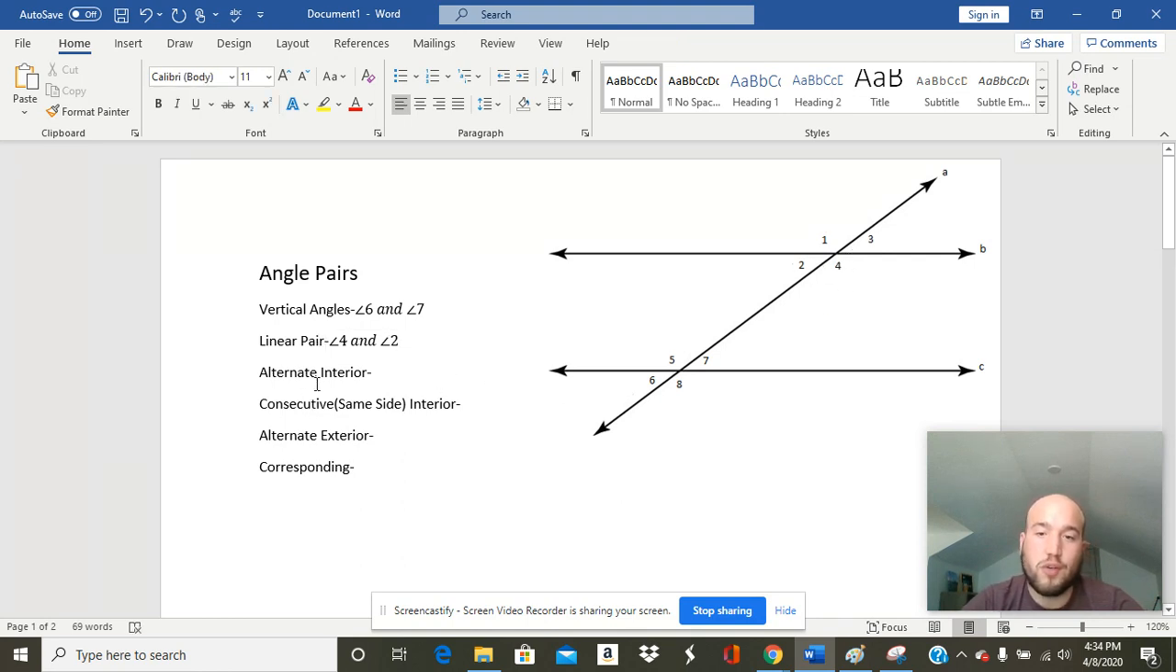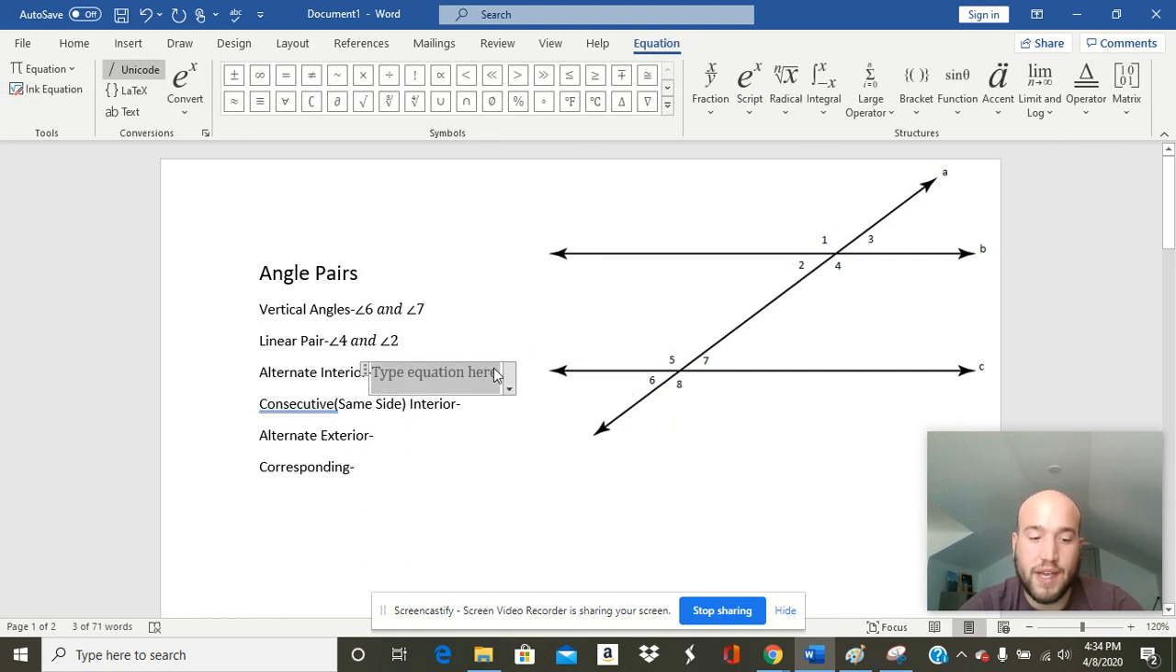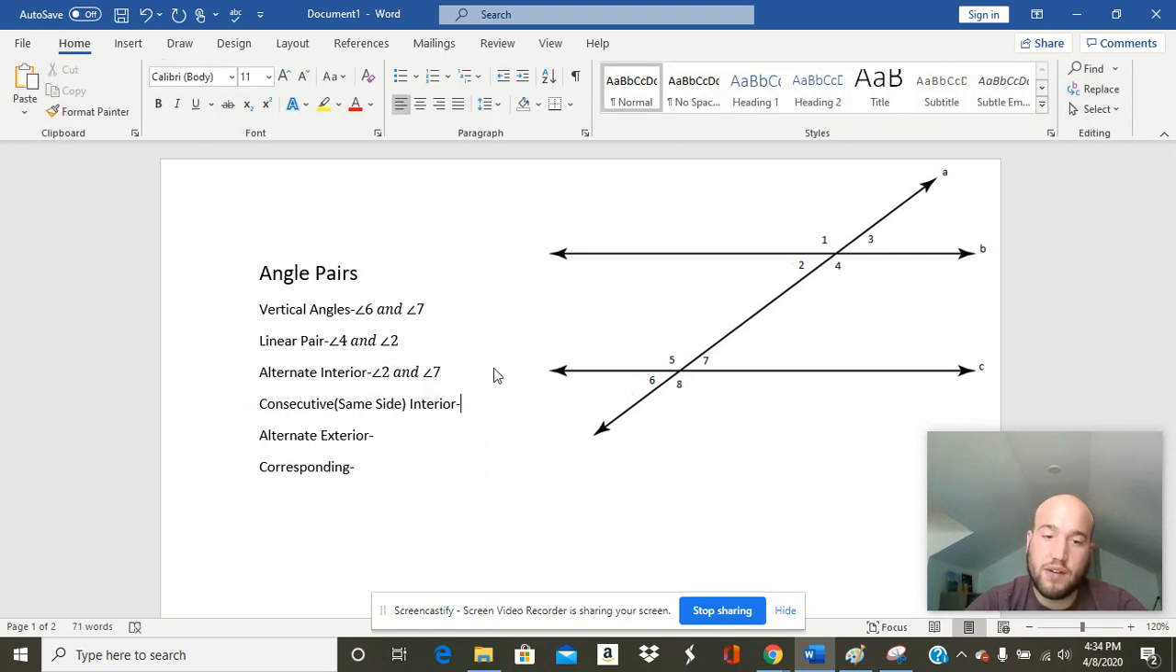Now alternate interior, we don't have the label. Remember, interior means inside. So 2, 4, 5, and 7. Those are the only choices. Alternate means 1 on each side. So we could do angle 2 and angle 7. Okay, now consecutive is the same as same side. Okay, so consecutive interior, still inside. Now for this one, if I do angle 2, it would have to be angle 5.